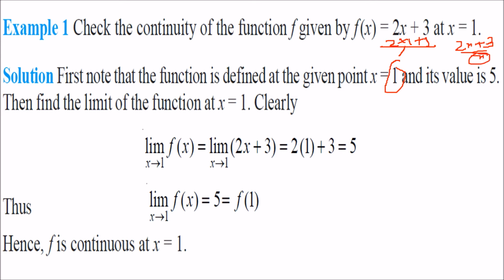this would not be defined at x = 0, because we cannot have 0 in the denominator. But at x = 1 it is defined. The value is 5. So let us find the limit of the function at x = 1. The limit as x tends to 1 is 2 into 1 plus 3, that is 5. So the 5 is nothing but the value of the function at 1.